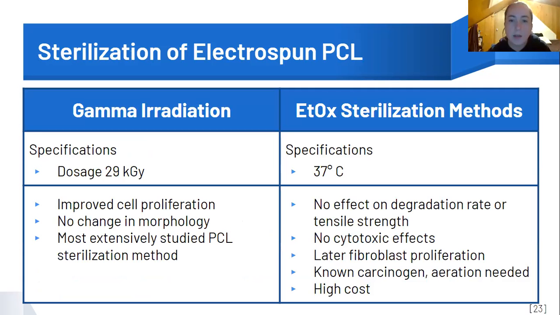So as PCL has a low melting point, many traditional sterilization techniques aren't suitable, but gamma irradiation and ethylene oxide sterilization are. For gamma irradiation, a dosage of 29 kilograys has been shown to be successful with no changes in morphology of the PCL. And ethylene oxide sterilization is also suitable as it doesn't affect the degradation rate or the tensile modulus. However, the procedure is of high cost and ethylene oxide is a known carcinogen. So ideally, our device will be sterilized through gamma irradiation.